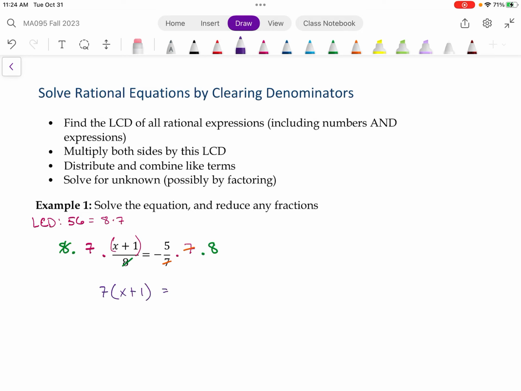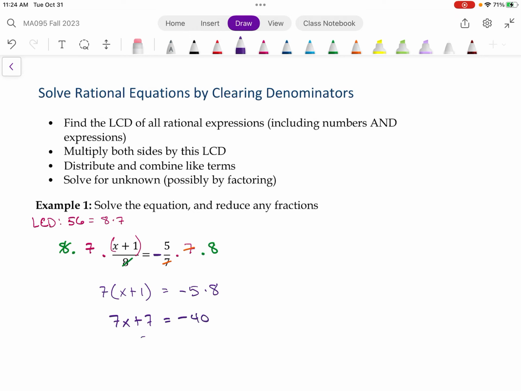And over on the right, you're going to get, and don't miss this negative right here. So we've got a negative 5 times 8. Okay, so negative 5 times 8. All right, so now let's combine like terms and simplify this, and we just need to solve for x. So the denominator is gone, and now it's just a basic algebra equation. So we've got 7x plus 7 equals negative 40.